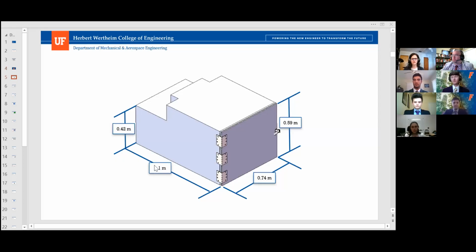Next. The footprint of our design is about 1.1 by 0.74 meters, or about 3.6 by 2.4 feet, allowing it to fit on most standard lab benches. Additionally, the design reaches a maximum height of about 0.59 meters, or about 1.9 feet.